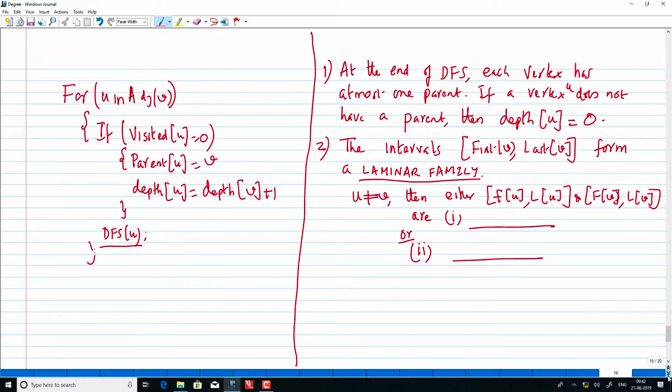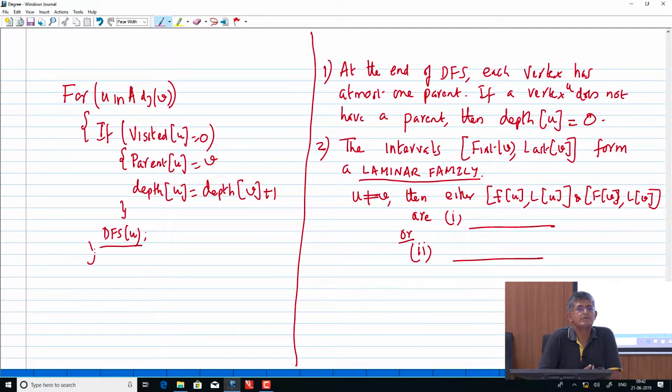So now I want you to discover a property of these two time intervals. Last of U? No, that you cannot tell. Okay, very good. So you are trying to say more. You are trying to say that if U is a parent of V or an ancestor of V, then last of U is greater than last of V. That's correct. But I want you to capture it in a nicer, more intuitive way. You're right.